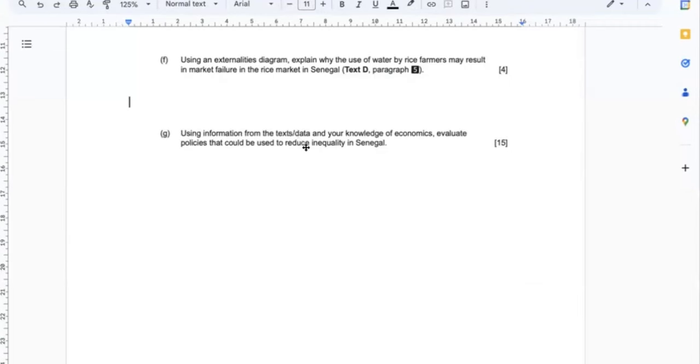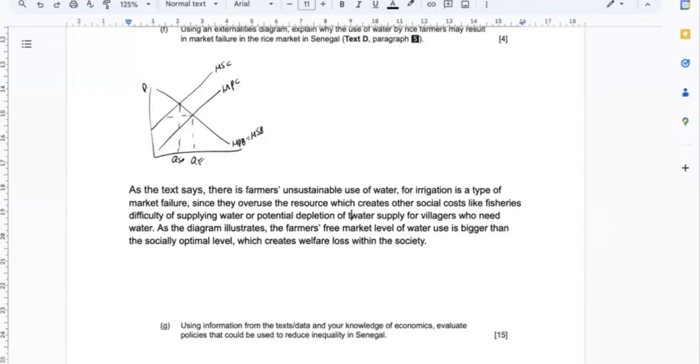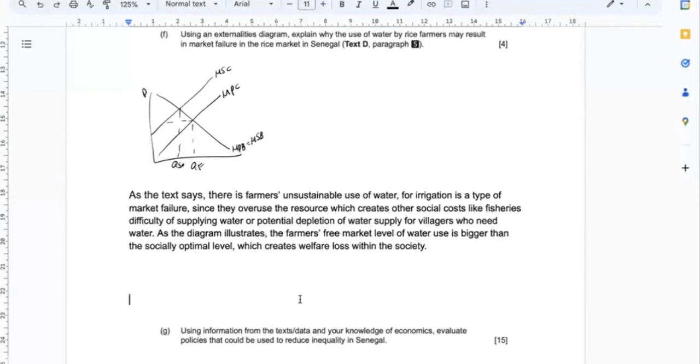Question F. Using an externalities diagram, explain why the use of water by rice farmers may result in market failure in the rice market in Senegal. As the text says, there is farmers' unsustainable use of water for their irrigation, which is a type of market failure. Since they overuse the resource, which creates other social costs, like fisheries finding it difficult to supply water, or there can be potential depletion of water supply for other villages who need water.